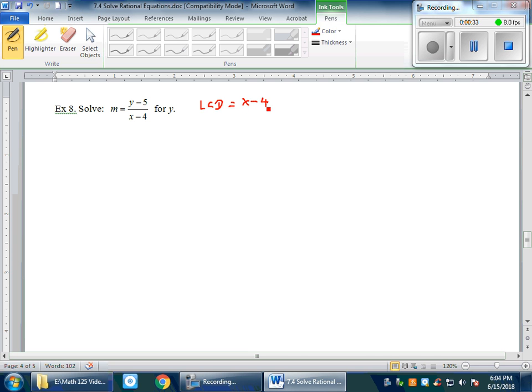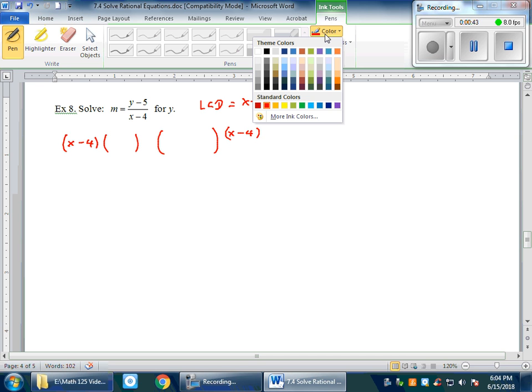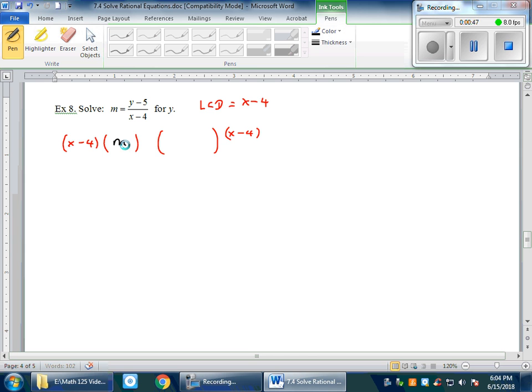So we're going to multiply the left hand side by x minus 4 and the right hand side by x minus 4. Or you can use the cross product method idea. m equals y minus 5 over x minus 4. On the right hand side, when you multiply by x minus 4, they cancel, so you're left with y minus 5.